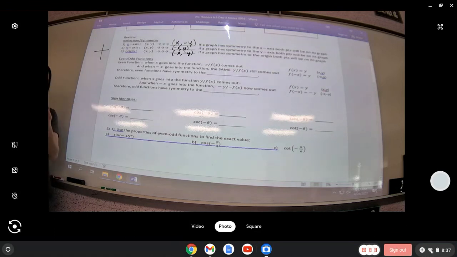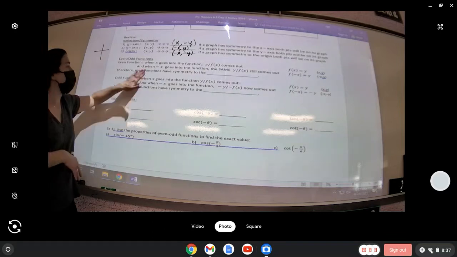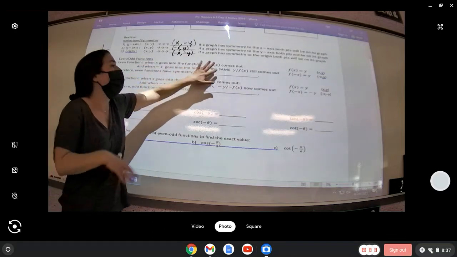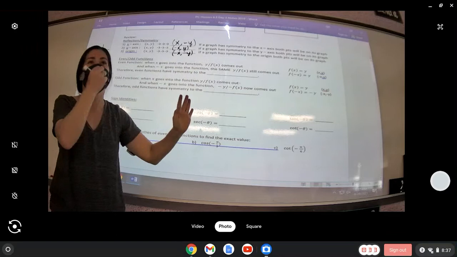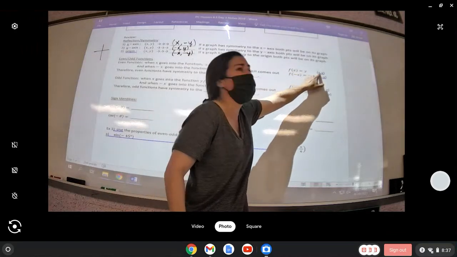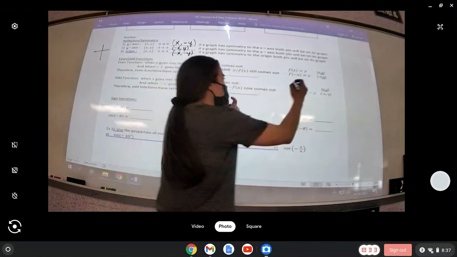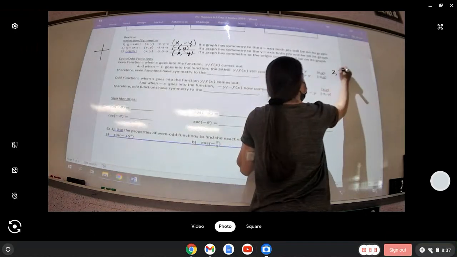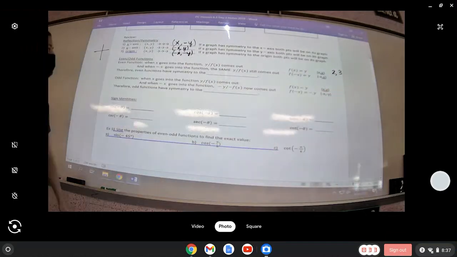Okay, with that being said, even and odd functions. We talked about this way back, I believe it may even have been chapter 1, maybe not chapter 2. But an even function, by definition, is this. When x goes into the function, then y, or f of x, comes out. That's normal function behavior, right? x goes into the function and y comes out. It creates the ordered pair (x, y). So picture that as 2 went into the function and 3 came out.